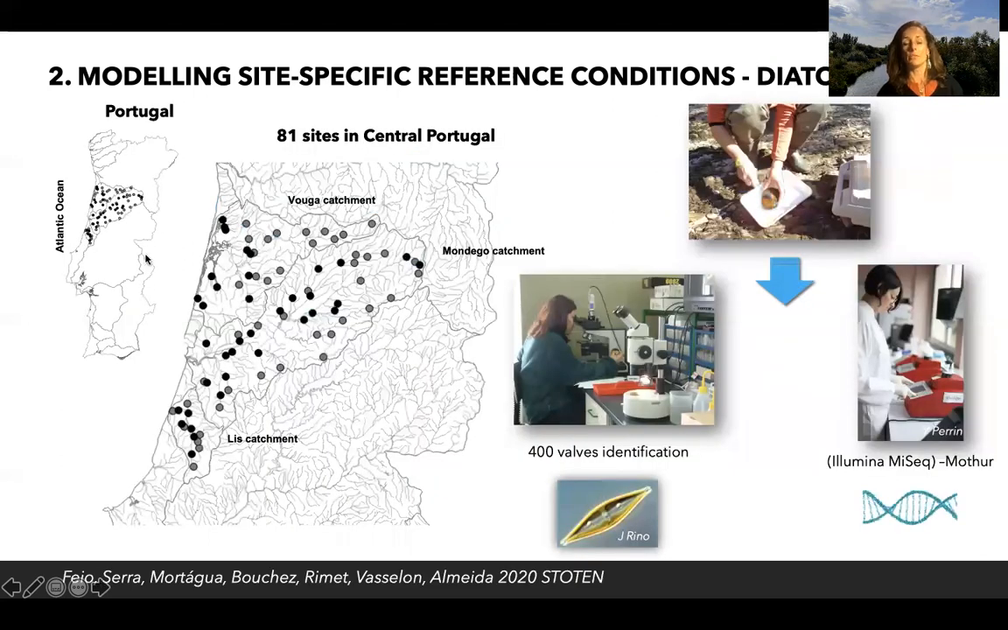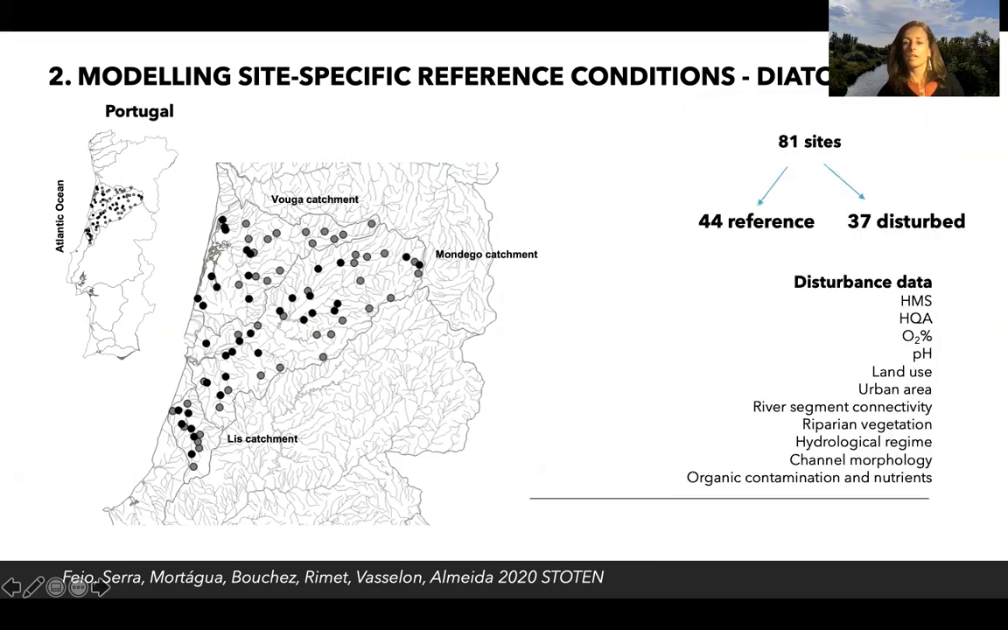We did that with 81 sites from central Portugal, where we followed both approaches. So we did a morphological identification of diatoms, and we also used metabarcoding to obtain the lists of OTUs from all sites. From these 81 sites, 44 were reference sites, and 37 disturbed according to abiotic data. So habitat quality, oxygenation, land use, connectivity, riparian vegetation, all of these were used to separate the 44 reference sites.